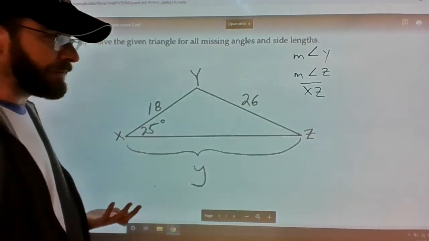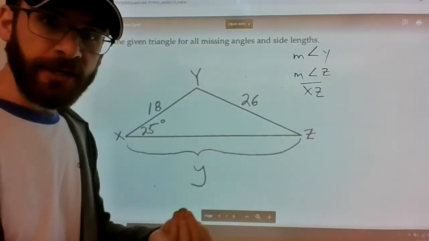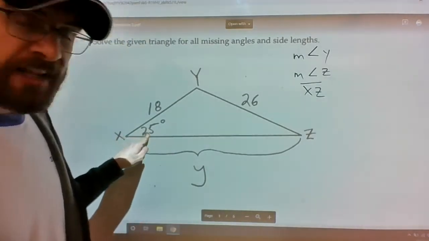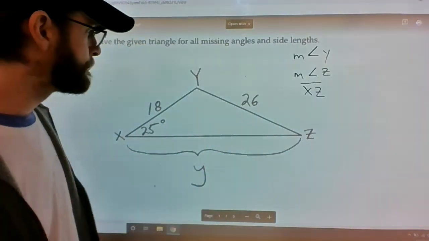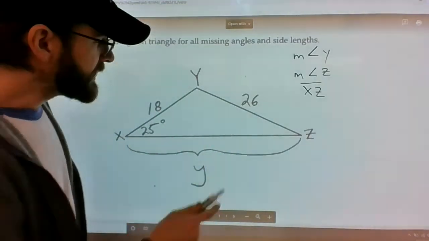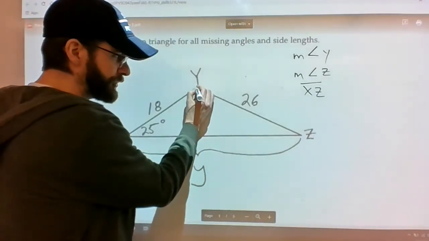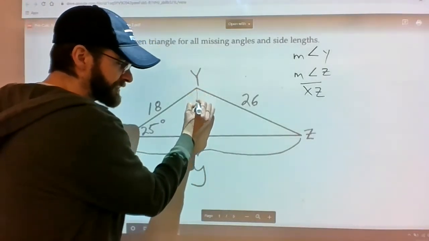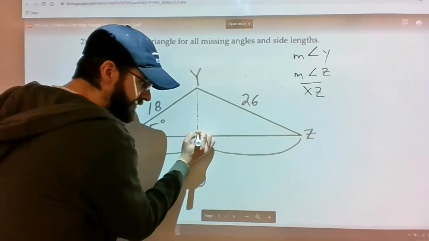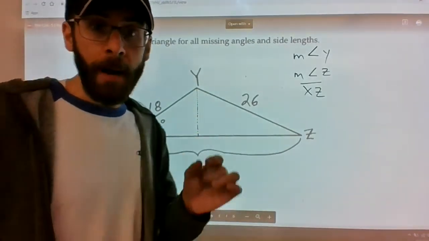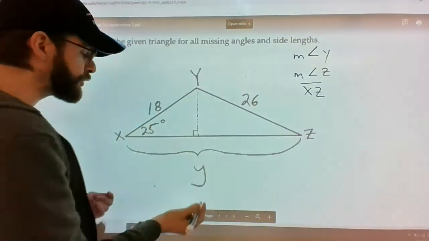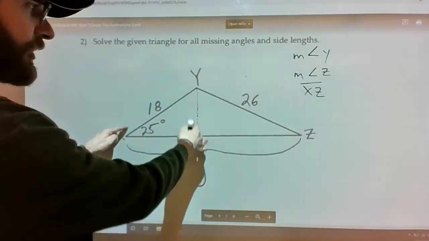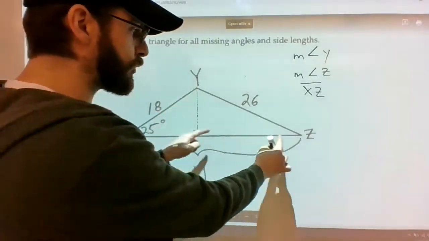Now we really don't have a means to do sine, cosine, or tangent of 25 degrees because there's no right triangle to work with. So one strategy is to drop what's called an altitude from the top vertex of the triangle to its base. And drop it at a 90-degree angle so that now we've created a right triangle here, and we've created a second right triangle over here.